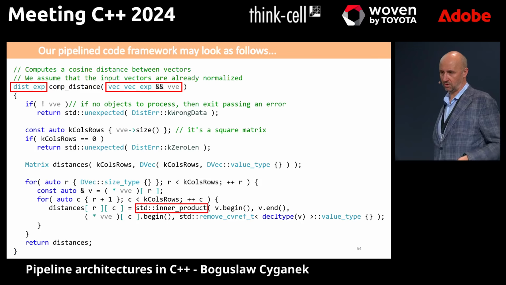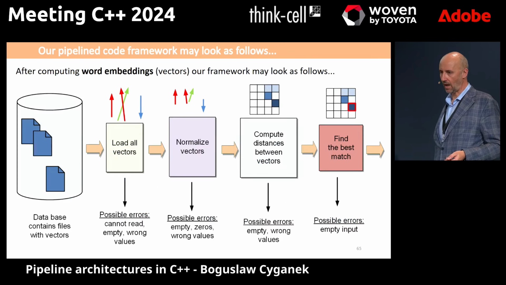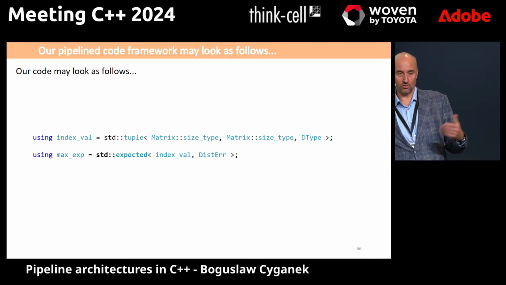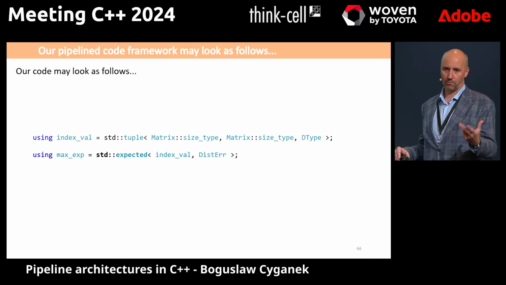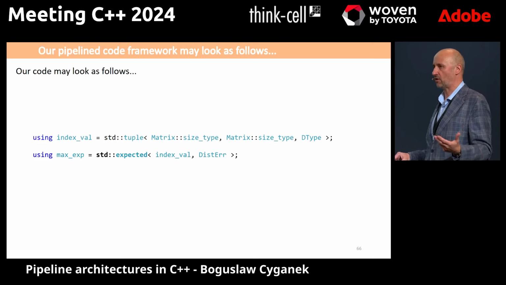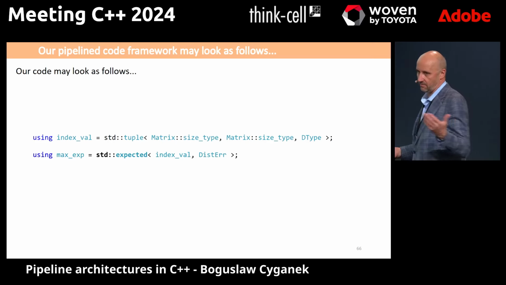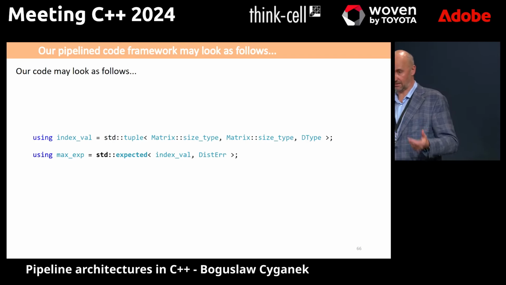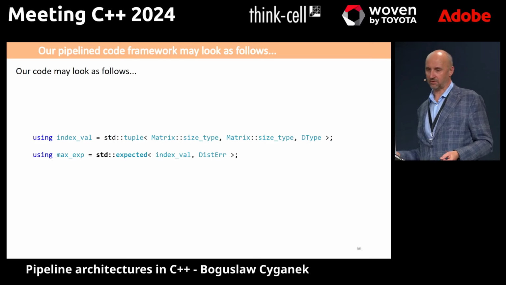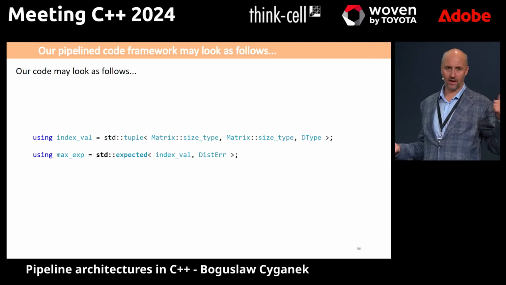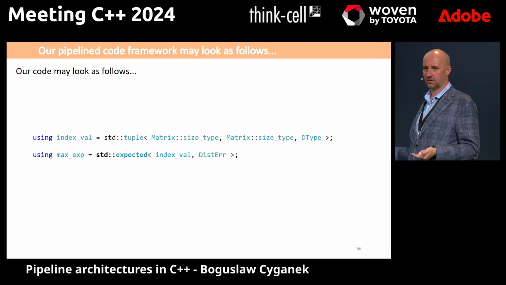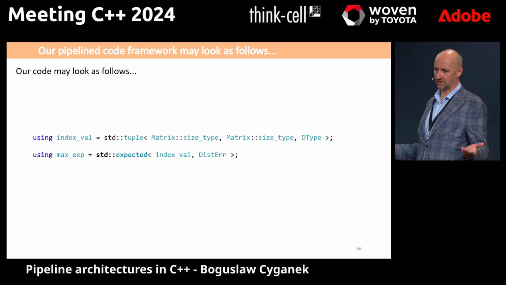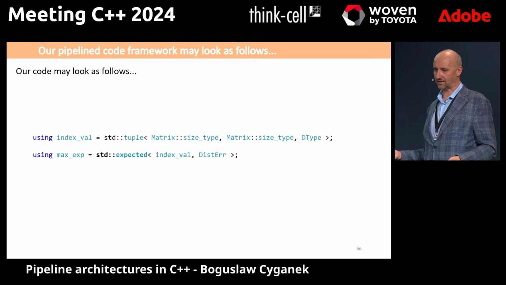And again, we return distances. And the final thing, we need to find the best match. So for example, I put a query to the database, and it finds me the best fit of images, or a text or whatever. For this, we need a tuple with some x, y position in this matrix and the best distance, and we have again expected with this index value and possible errors.